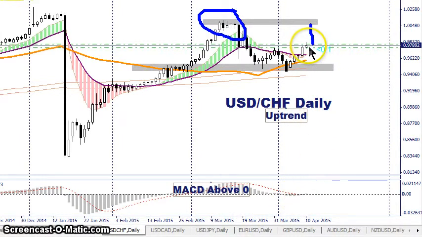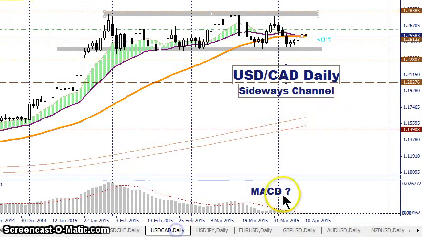So I kind of expect price to go a little bit higher, unless some bad economic news comes out this week from the USD. But right now, I believe the sentiment, or my sentiment, is for price to continue going higher. Okay, let me just take that off, and we're in the US CAD.